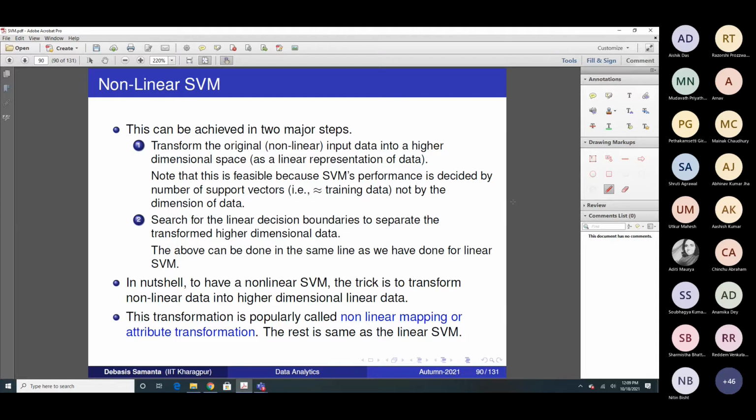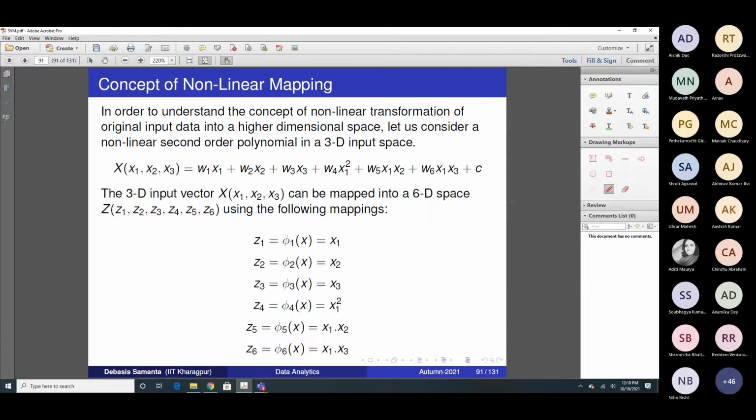Now another technique is called the kernel trick. That also works fine for us. We will discuss the kernel trick in detail because it is the most obvious process to work with this. Now let's come to the concept of nonlinear mapping or attribute transformation.